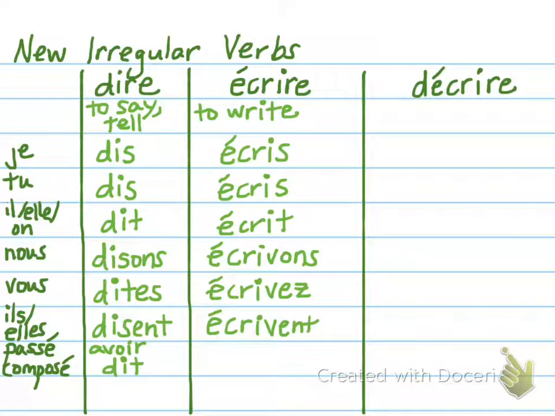And again, it's a verb that uses avoir for its passé composé, and the past participle is écrit. And a verb that is like écrire in its conjugations is décrire, which means to describe.